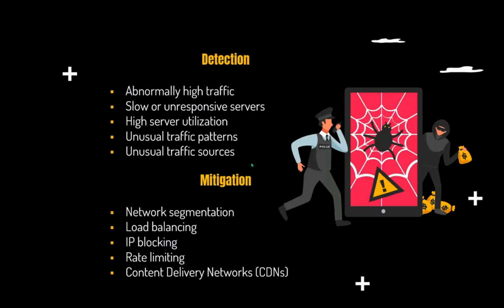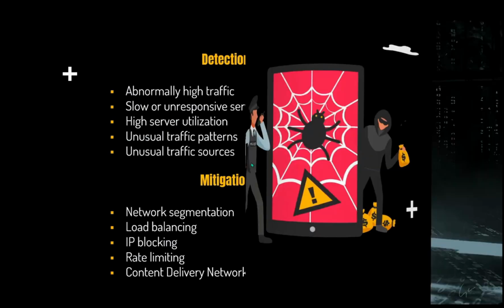Then content delivery networks. This is similar to network segmentation, but here you have your servers in multiple geographical locations. Google, for example, has servers in multiple nations, so you can't stop Google services at present. So that's how you prevent it.